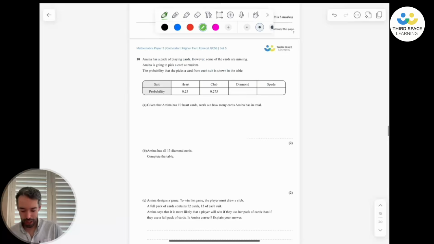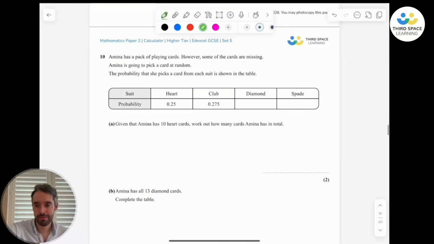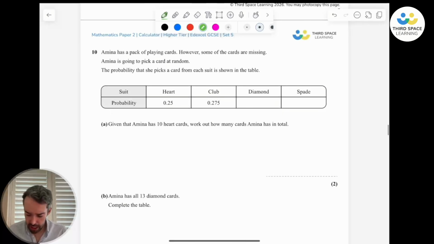Fab. Okay, number 10. Number 10, probability. Amina has a pack of playing cards, however some of the cards are missing. So Amina's going to pick a card at random. The probability that she picks a card from each suit is shown in the table. So Amina has 10 heart cards. How many cards does Amina have in total?